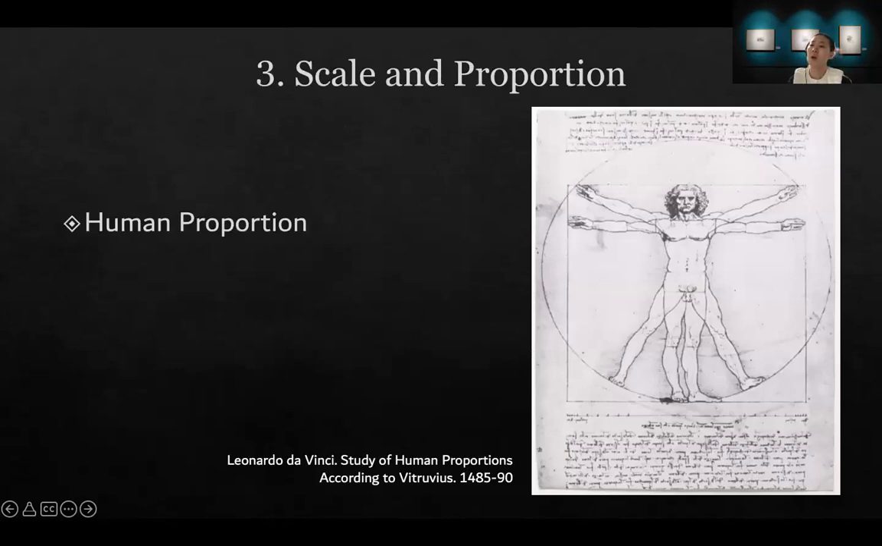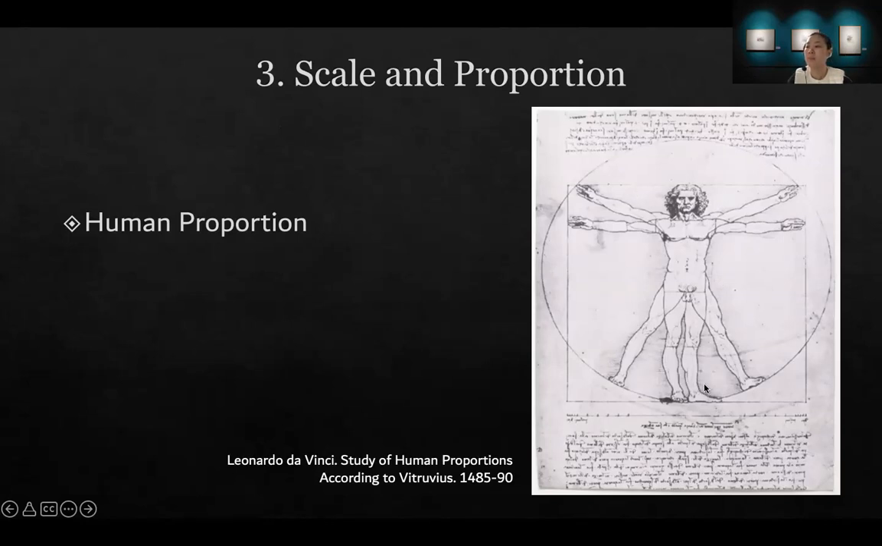And also, we can make a perfect square and a circle shape with our body proportion. It is called the human proportion. So this is discovered by the Renaissance master, Leonardo da Vinci. So when we straightly open our arms like this, then the length from the left fingertips to the right fingertips is same as our height.